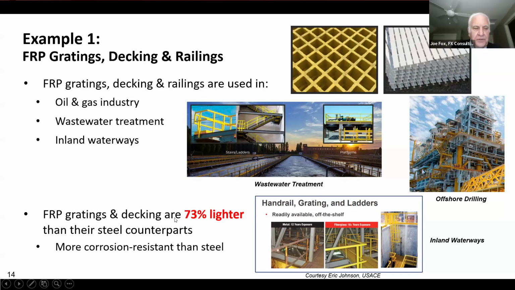It's important to note that these gratings and deckings are 73% lighter than their steel counterparts, and they are much more corrosion resistant than steel, which is important because they're being used in very corrosive environments in these applications.